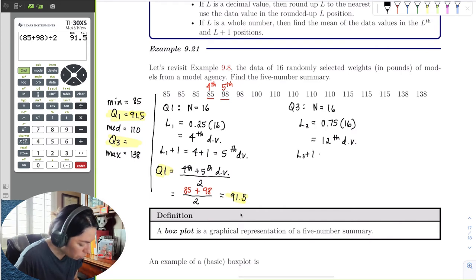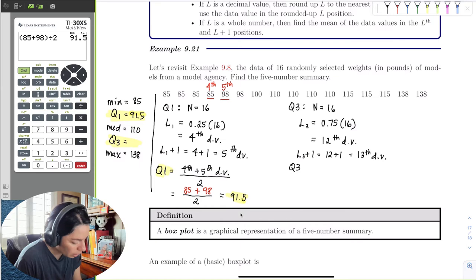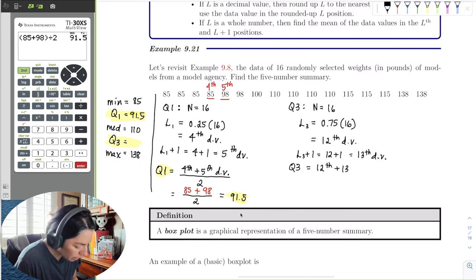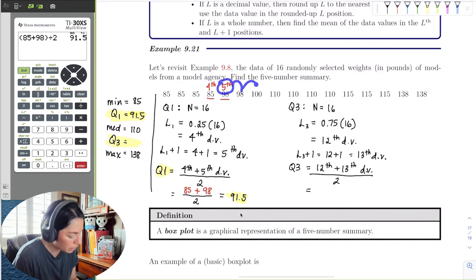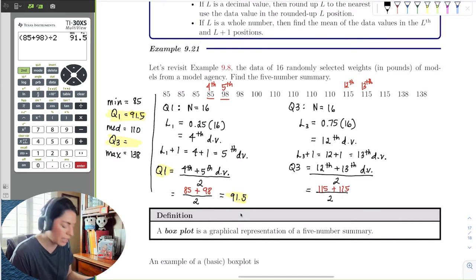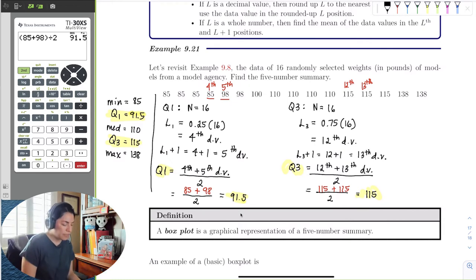So this means that L3 plus 1 is 12 plus 1, which is the 13th data value. So Q3 is actually going to be equal to the 12th and 13th data value divided by 2. So if I just count, here's 5, so 6, 7, 8, 9, 10, 11, 12, 13. So here is the 12th and the 13th. So I have 115 plus 115 divided by 2. And we can see when you take the same number, it's going to be 115. And so 115 is your third quartile.